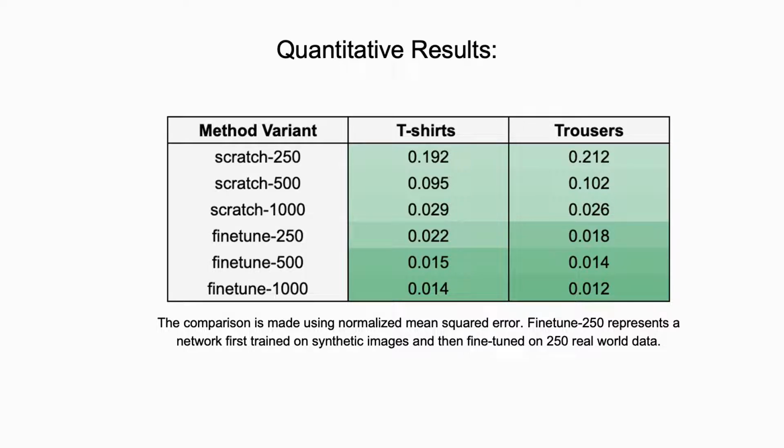We can observe that fine-tune 250 outperforms Scratch 1000, thereby establishing the fact that training on synthetic data significantly improves the performances while reducing the dependence on expensive manually annotated real-world data.